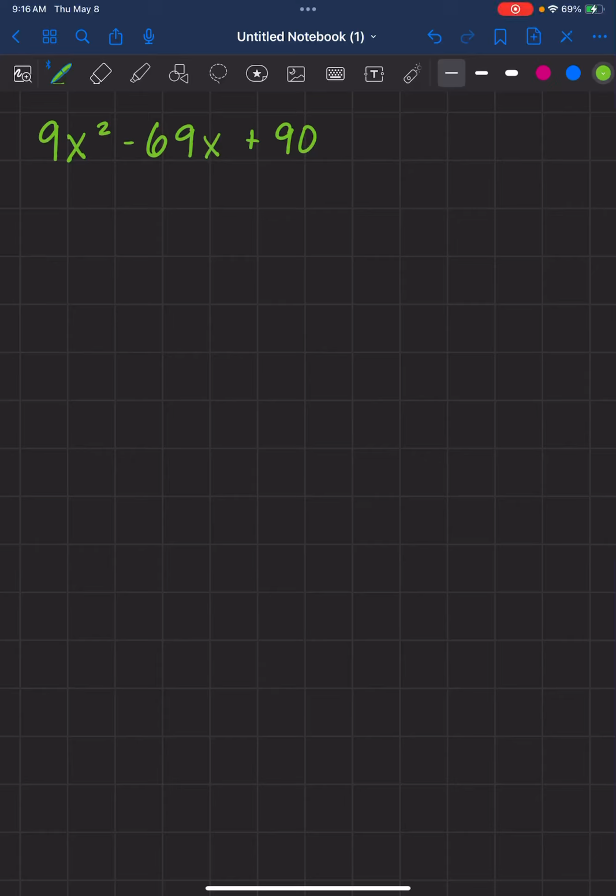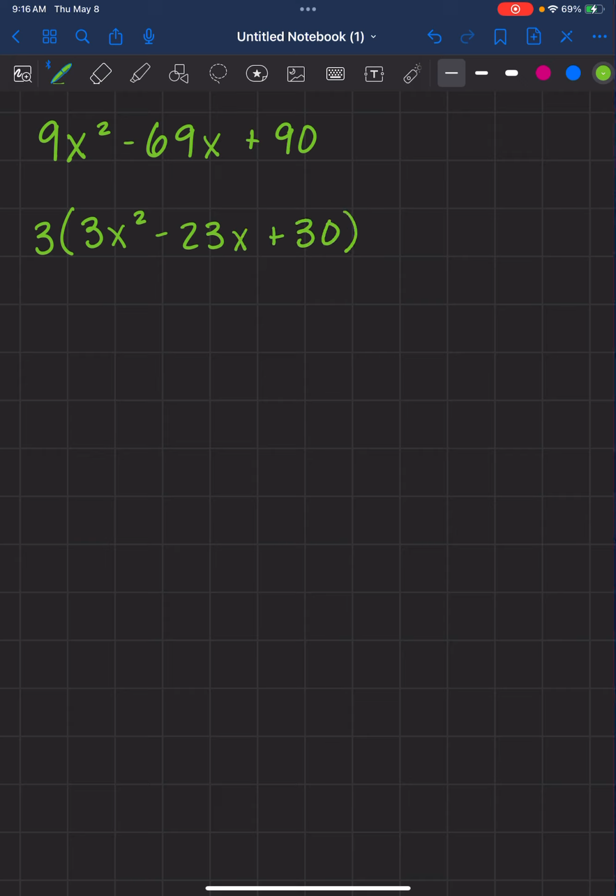Let's go over how to factor 9x squared minus 69x plus 90 using the AC method. So the first thing you want to do, no matter what method you're going to try, is to see if you can factor something out first. And in here, you can see that there's multiples of 3 for the A value, the B value, and the C value. So let's take out a 3. We'll do 3 times 3x squared minus 23x plus 30.